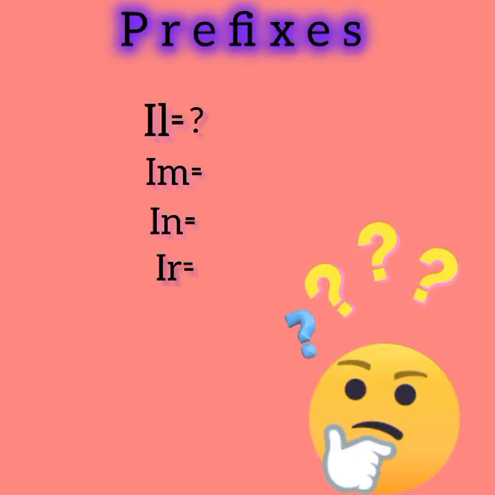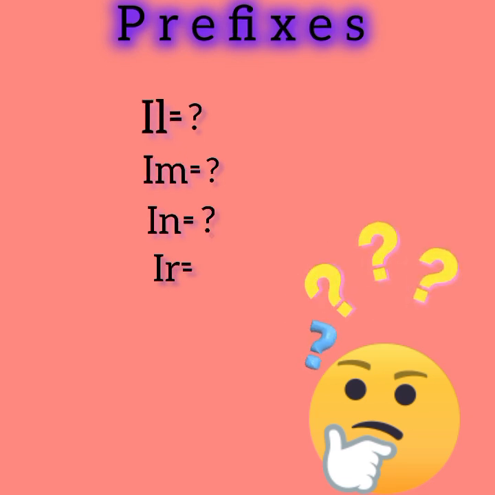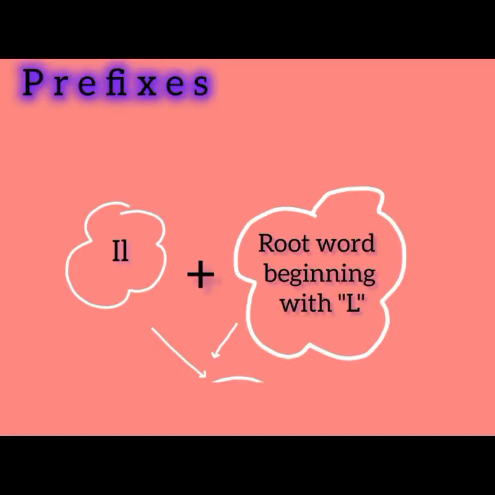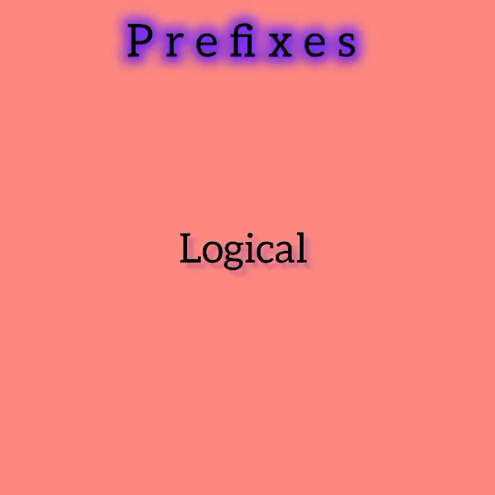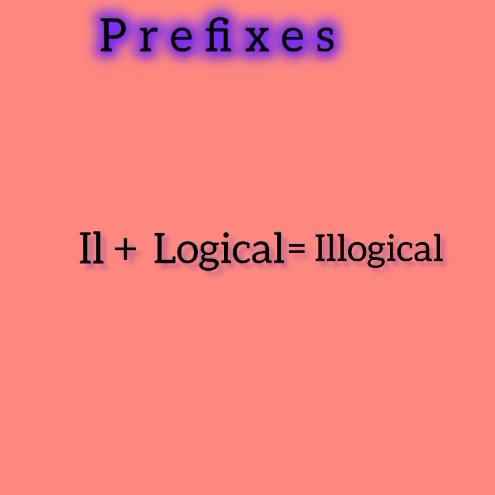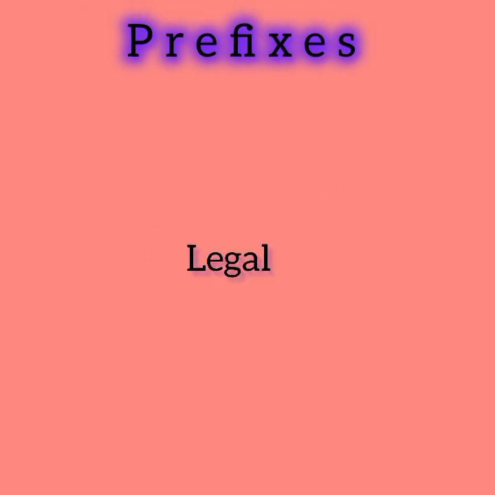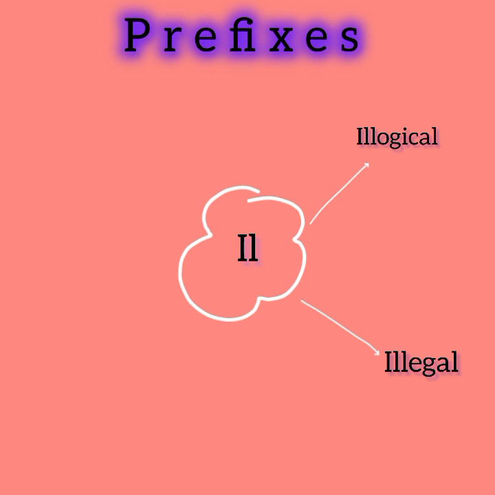The way you should use these prefixes depends on the beginning letter of the root word to which they are attached. For example, the prefix il is attached to the words beginning with L, and it helps us to make the opposite of the word to which it is attached. For example, there's the word logical. So when il is attached to it, it becomes illogical, which is the opposite of the word. Similarly, there's another word legal. When we add il to it, it becomes illegal, and illegal is again the opposite of the word legal.